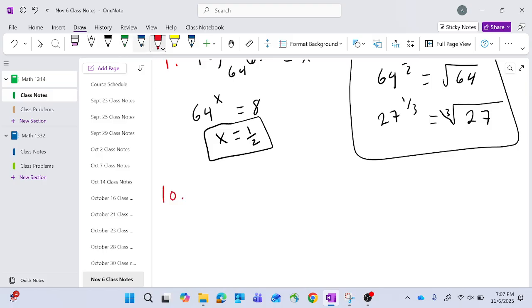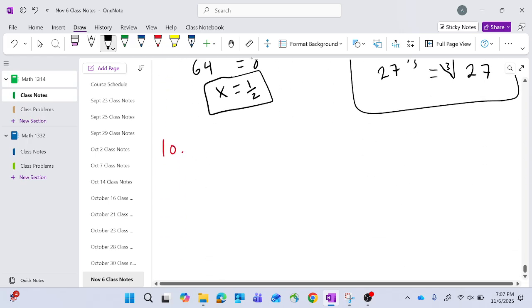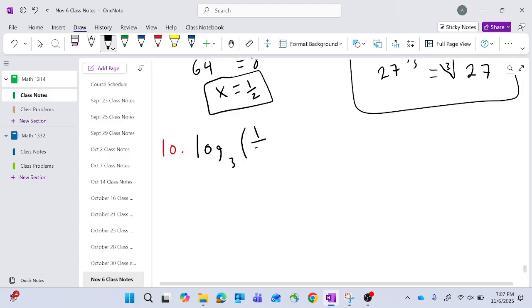So 10, now we have log, was it base 3 of 1/27? So log base 3 of 1 over 27. That's what I'm going to figure out, well, what is it? So set this equal to x. Well, 3 to the x equals 1 over 27.